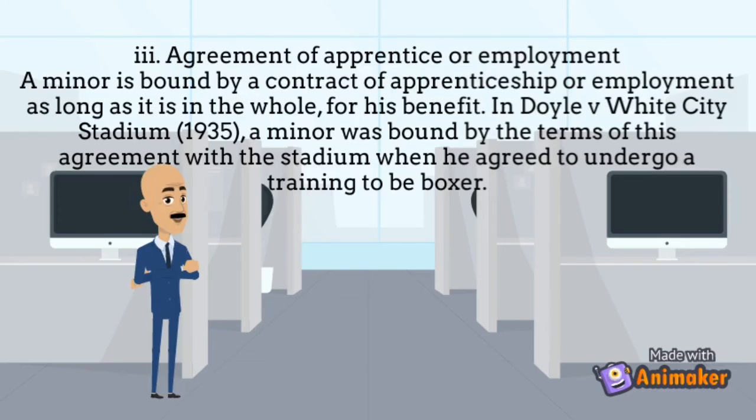3. Agreement of apprentice or employment. A minor is bound by a contract of apprenticeship or employment as long as it is, on the whole, for his benefit. In Doyle v. White City Stadium, 1935, a minor was bound by the terms of his agreement with the stadium when he agreed to undergo training to be a boxer.